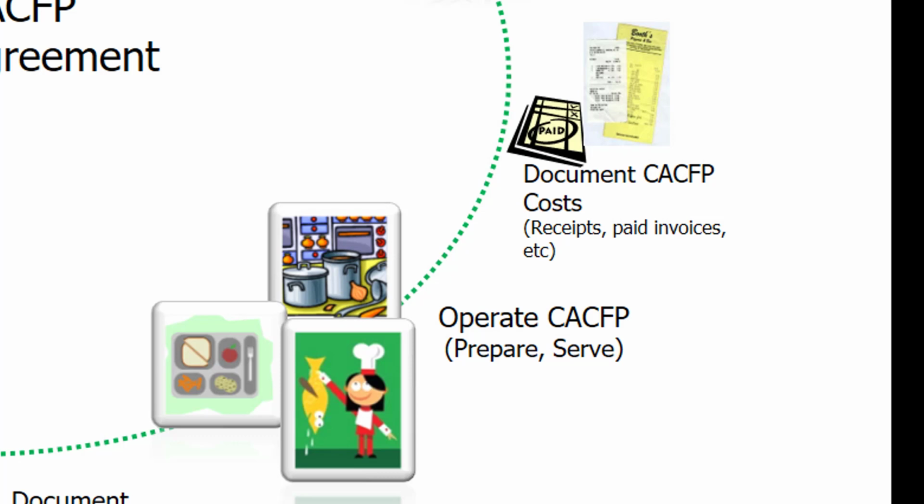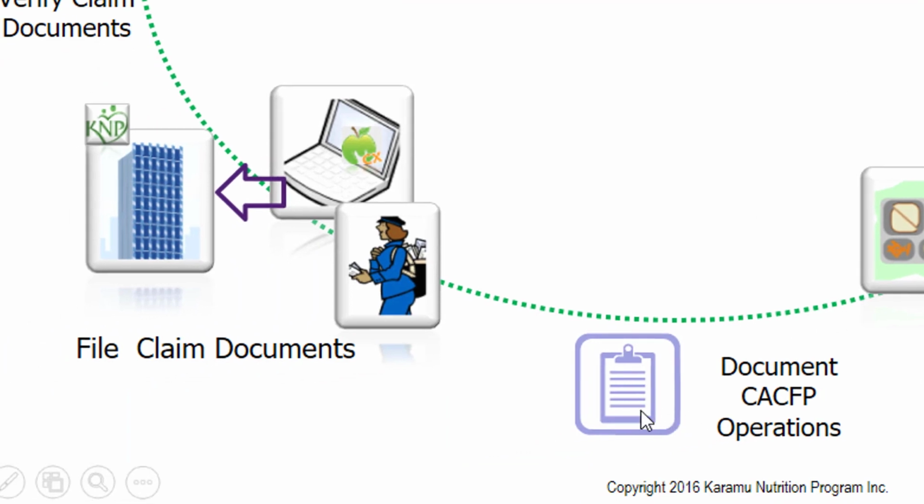So continuing along the flow process, as you're operating the CACFP, you're going to document your CACFP operations. This means you're going to keep up with your menus, you're going to document your attendance and meal count each day at the time of meal service, you're going to complete your child care enrollment applications, your income eligibility applications, you're going to keep up with and maintain all the documents that are required to prove to us that you qualify for reimbursement. And then at the end of the month, you're going to file your claim documents with Karamu. And you can submit those claims to us by postal mail, or you can submit online.